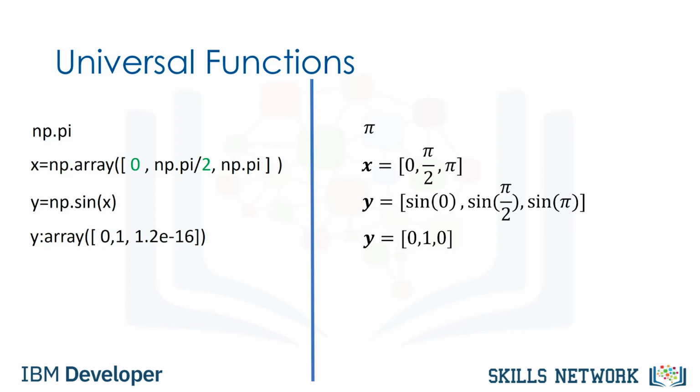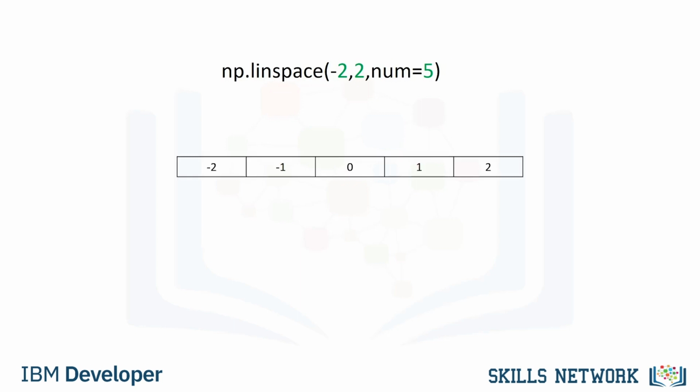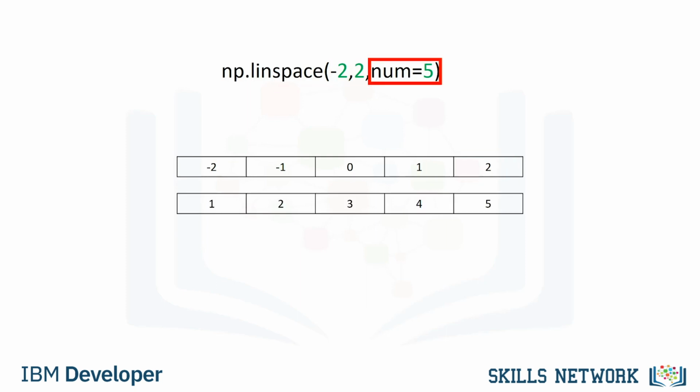A useful function for plotting mathematical functions is linspace. Linspace returns evenly spaced numbers over a specified interval. We specify the starting point of the sequence and the ending point of the sequence. The parameter num indicates the number of samples to generate. In this case, 5. The space between samples is 1.